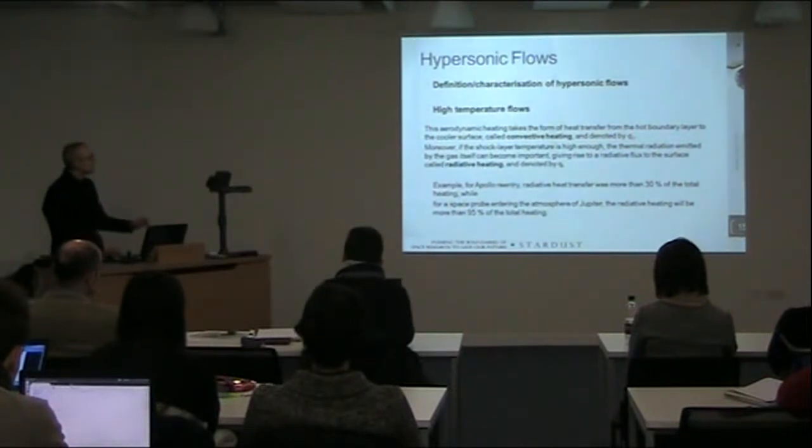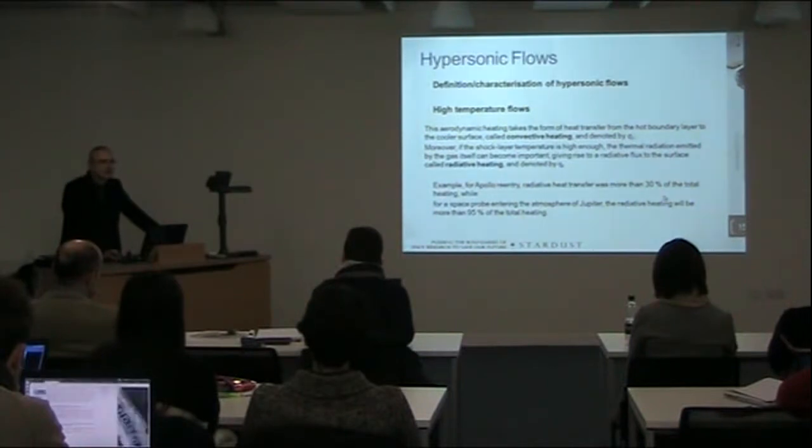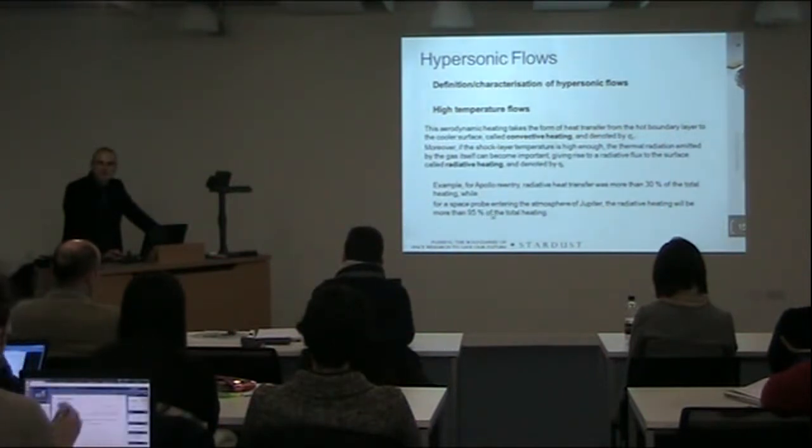For example, in the Apollo re-entry, radiative heating was just 30% of the total heating. But in the case of a space probe entering Jupiter, we basically only have radiative heating and not convective heating.